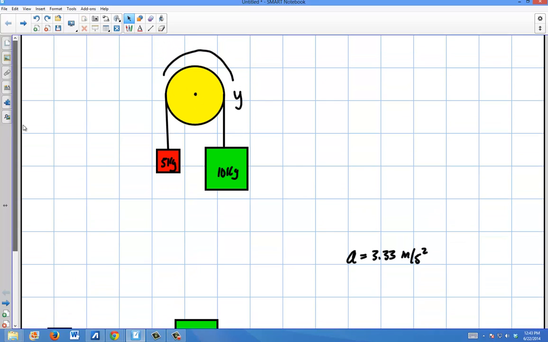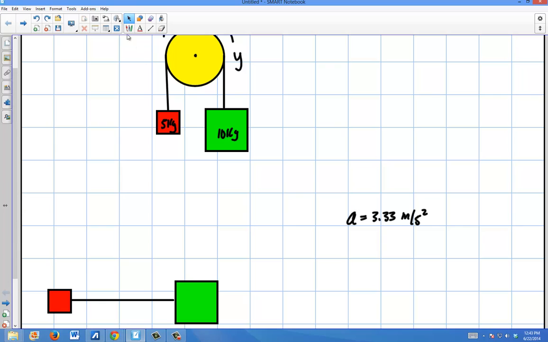Okay, in this video I'm going to talk about how to find the tension of the Atwood's machine that we saw in the last example. In the last example we calculated the acceleration to be 3.33 meters per second squared using a 5 kilogram object and a 10 kilogram object. And we basically unraveled it like this and we said, okay, they share that acceleration.